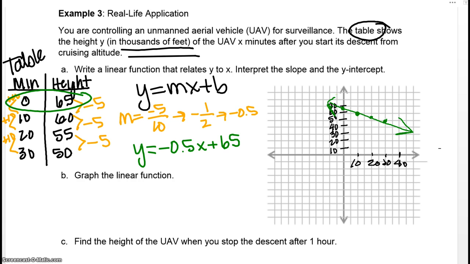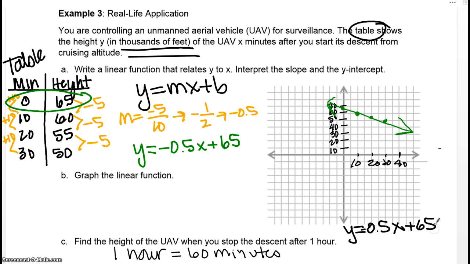Okay, so the next part of the question, part C, says to find the height of the UAV when you stop the descent after 1 hour. So keep in mind, in our table, our time was in minutes. So 1 hour, we're going to have to convert to 60 minutes. Okay, so when we're solving this, we're going to use our function y equals negative 0.5x plus 65.